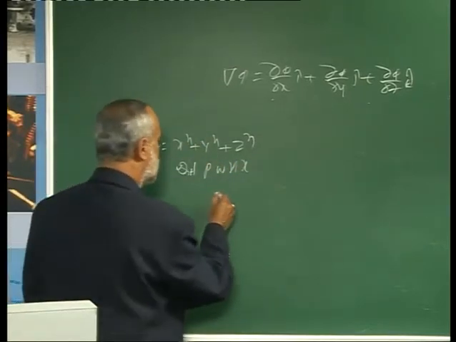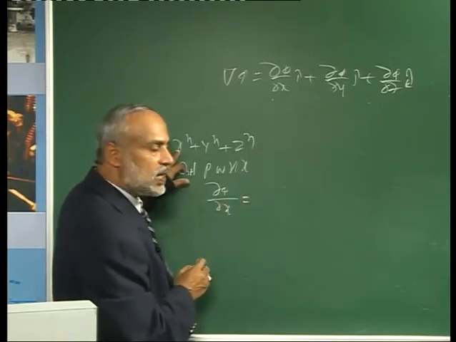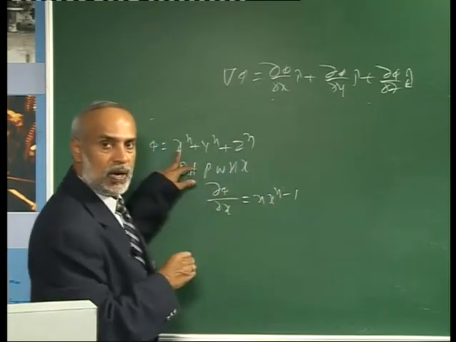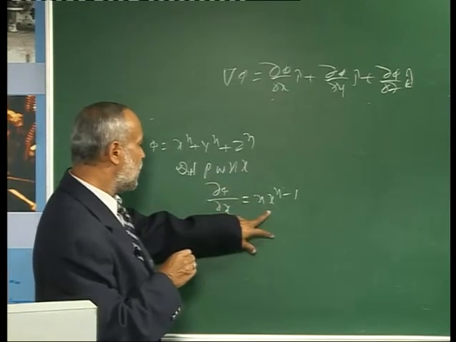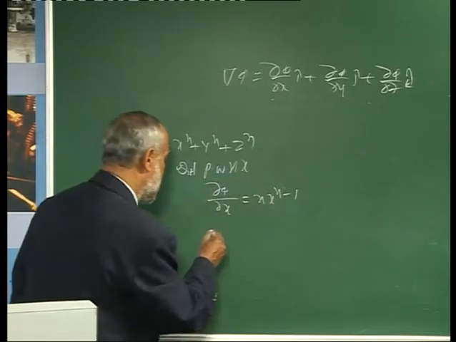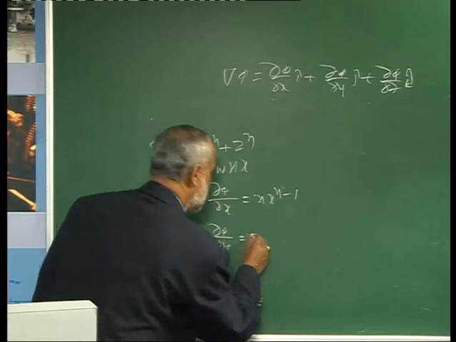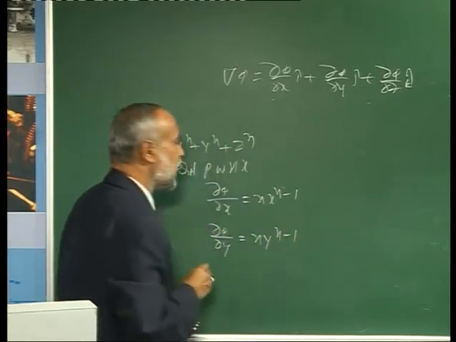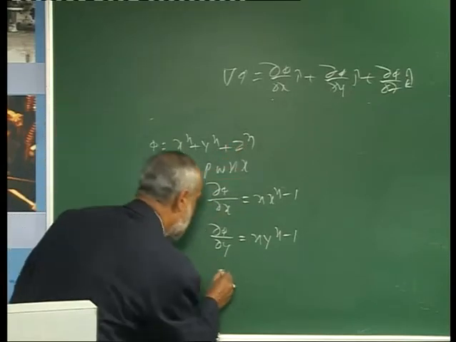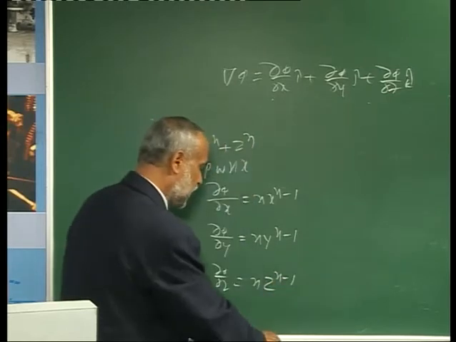Differentiating partially with respect to x, ∂phi/∂x: x to the power of n, differentiation is n into x to the power of n minus 1, y to the power of n is 0, z to the power of n is 0. Similarly, differentiating partially with respect to y, ∂phi/∂y is n into y to the power of n minus 1. Similarly, for the third term, ∂phi/∂z is equal to n into z to the power of n minus 1.